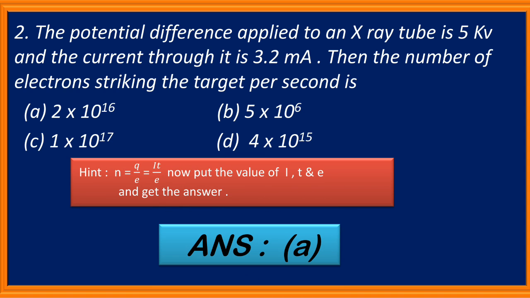Now question 2. The potential difference applied to an X-ray tube is 5 kilovolt and the current through it is 3.2 milliampere. Then the number of electrons striking the target per second is: 2 into 10 to the power 16, 5 into 10 to the power 6, 1 into 10 to the power 17, 4 into 10 to the power 15. We know that N equal to Q by E and Q equal to IT, so N equal to IT by E. When we put the value of I, T and E, we get the answer. So the correct answer here is option A, 2 into 10 to the power 16.